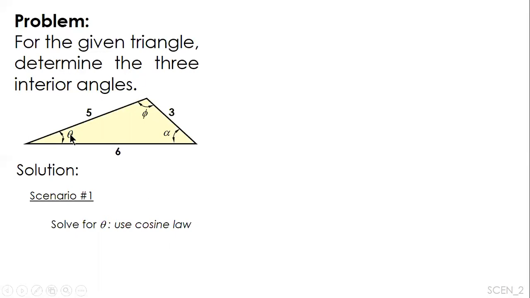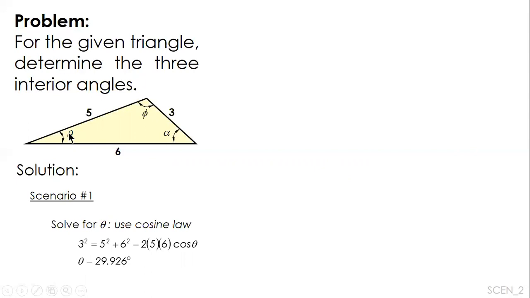So since theta is involved, its opposite side will be at the left side of the equation. There it is, 3 squared. The other two, you can interchange. It's just addition anyway, like 6 squared plus 5 squared, that's okay. As well as for this one, you can also interchange. And you will get this one, 29.926 degrees.